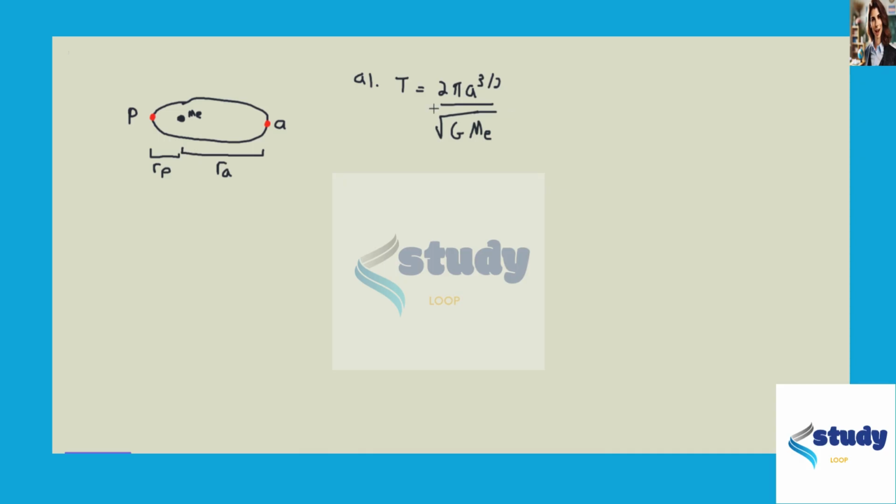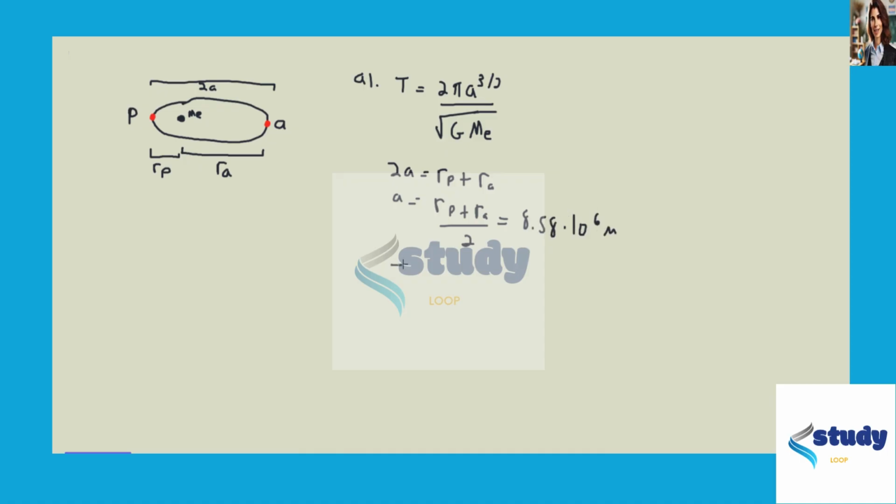We don't have A, but we know that the total length on the long side of the ellipse for the orbit is 2A. And so that tells us that 2A should be equal to RP plus RA. And so A is just half of that, RP plus RA over 2. Since we have values for RP and RA, we can find that that is 8.58 times 10 to the 6th meters.